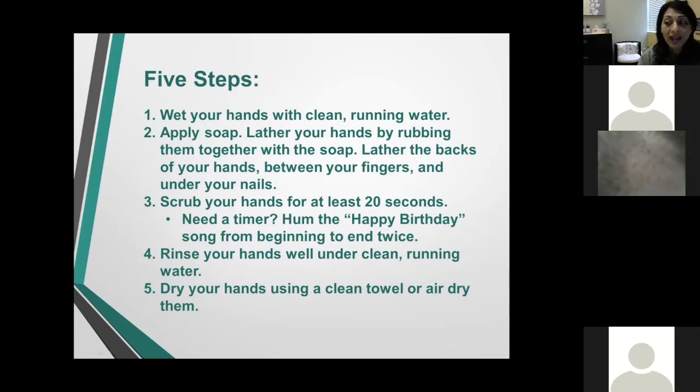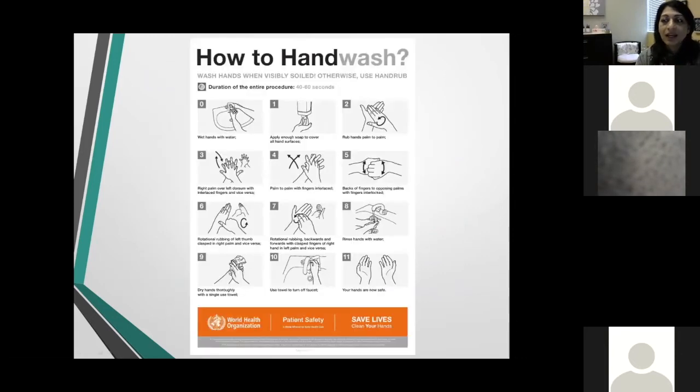You dry your hands with a clean towel or let them air dry if you're in an area where there is no clean towel for you to use. You can use your elbow or the back of your wrist to turn that faucet off if you don't have another way to turn the faucet off without using your hands. Here's a nice little poster for you guys, just showing you the good technique for washing your hands.